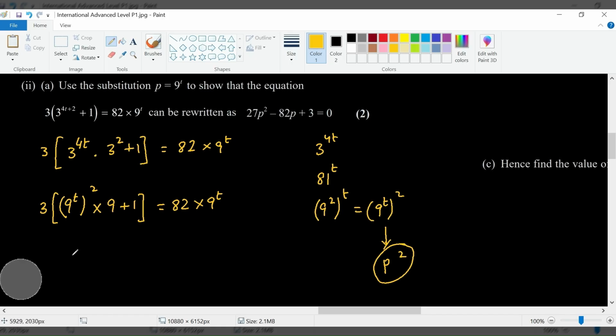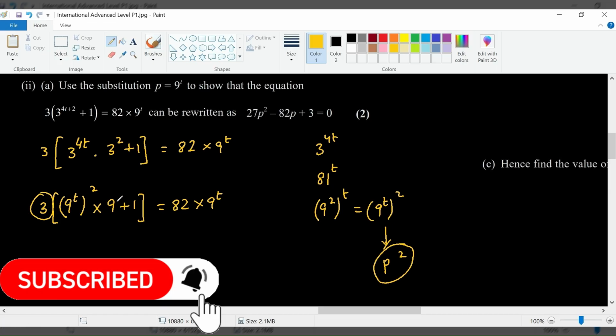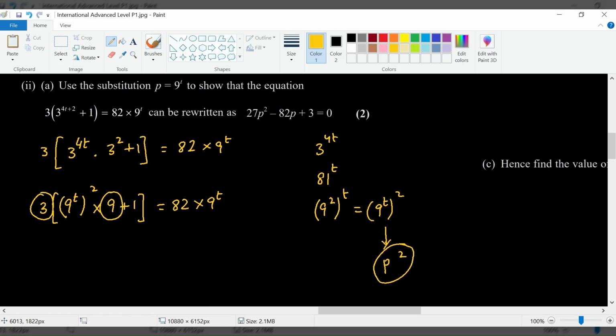Now further simplification tells you that this 3 and this 9 are going to be multiplied together to give us 27. So I will write here 27, and this is going to be 9 to the power t, to the power 2, and plus 3 times 1. This times this is going to give us a plus 3. So I will write here 3, and this is equal to 82, multiplied by 9 to the power t, something like this.